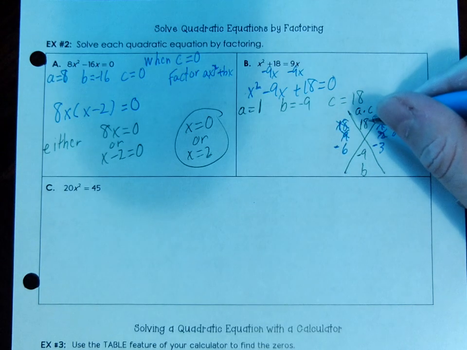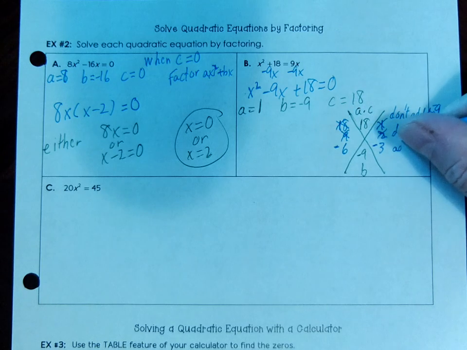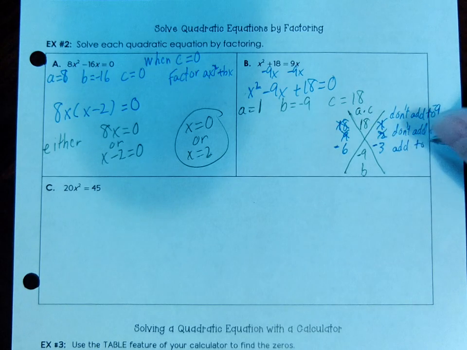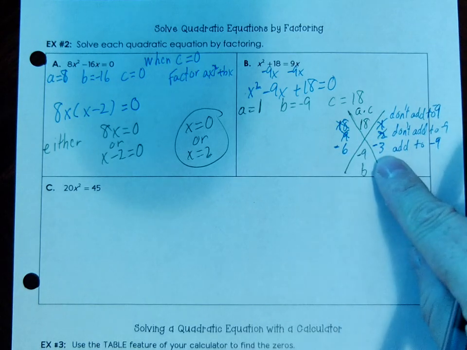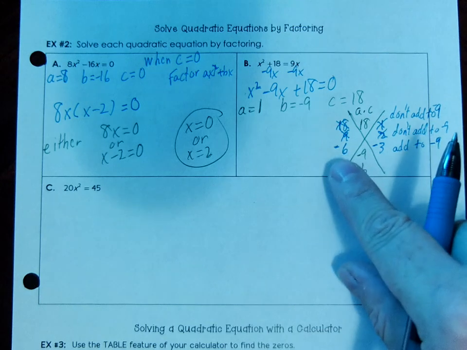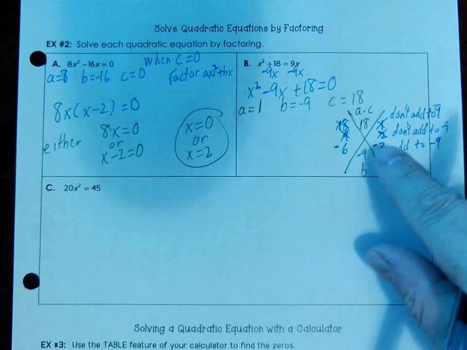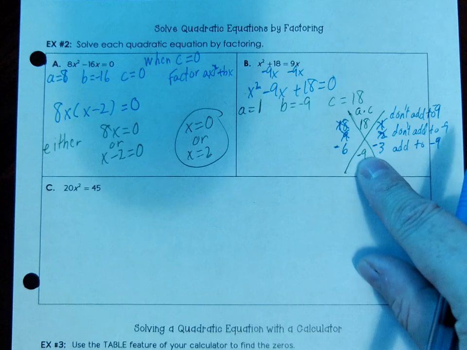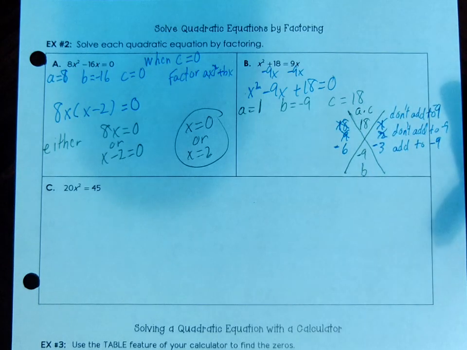So this is the correct one to use. These two add to make -9. -6 plus -3 is -9, and they multiply to make 18.